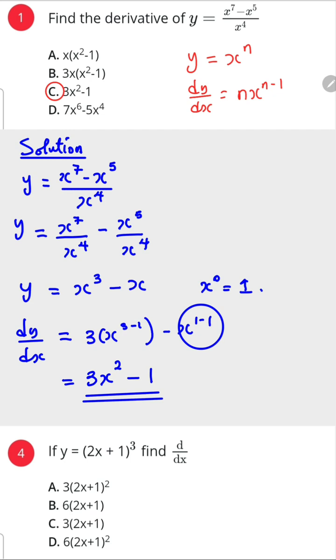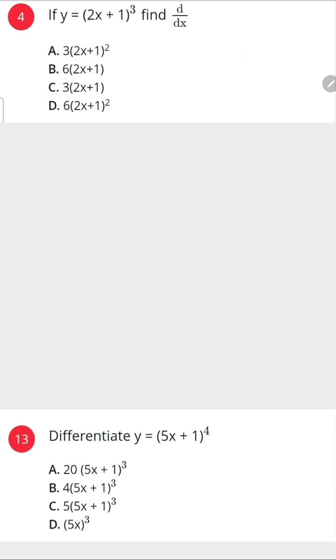Then let's move to the next question. If you check question 4 and question 13, these two questions are very, very similar. So I'm going to work them using a different method for the first one and a different method for the second one, and you will see how simple it could be.